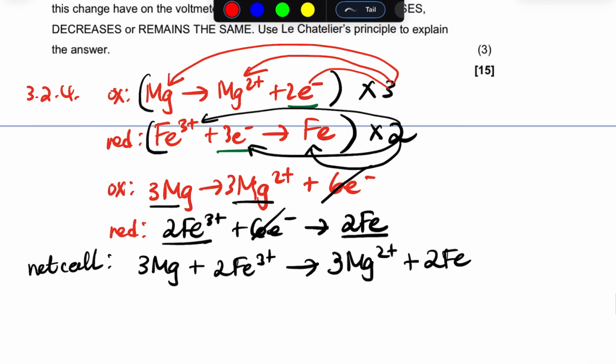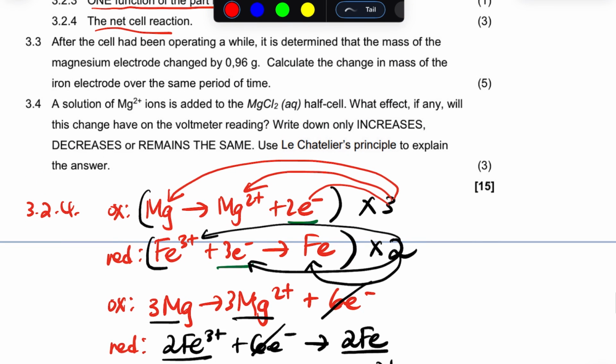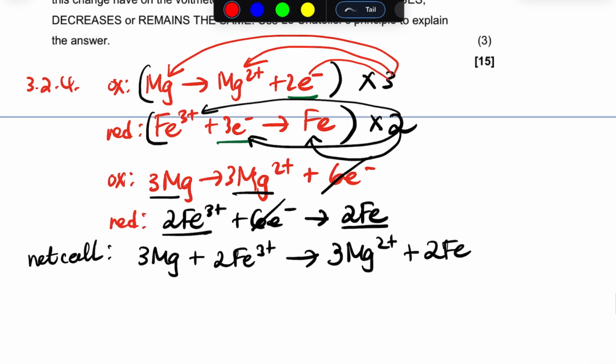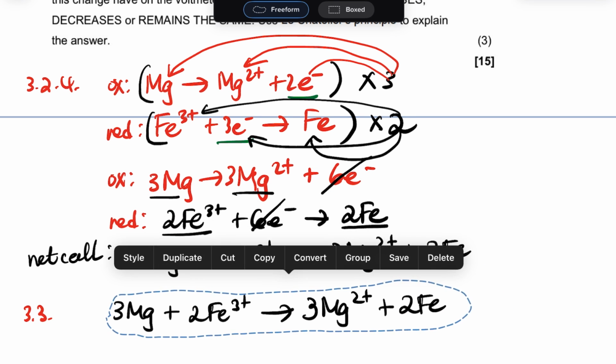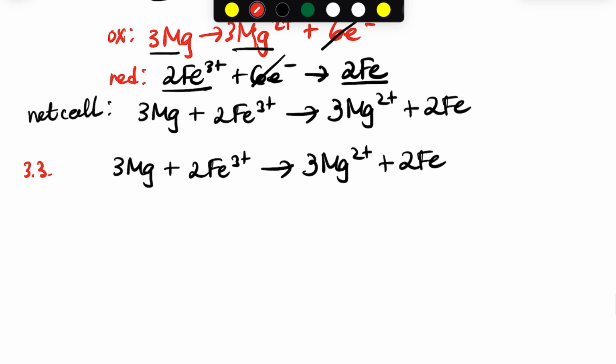If you check one of my previous videos, the introduction to electrochemistry, I explained that. Guys, we're going to need the net cell here. That's why they asked you before; the net cell is important in this question. Right, here's our net cell. So what do we have? We have the magnesium changes by 0.96 gram. So we want to know the iron, it changes by what?